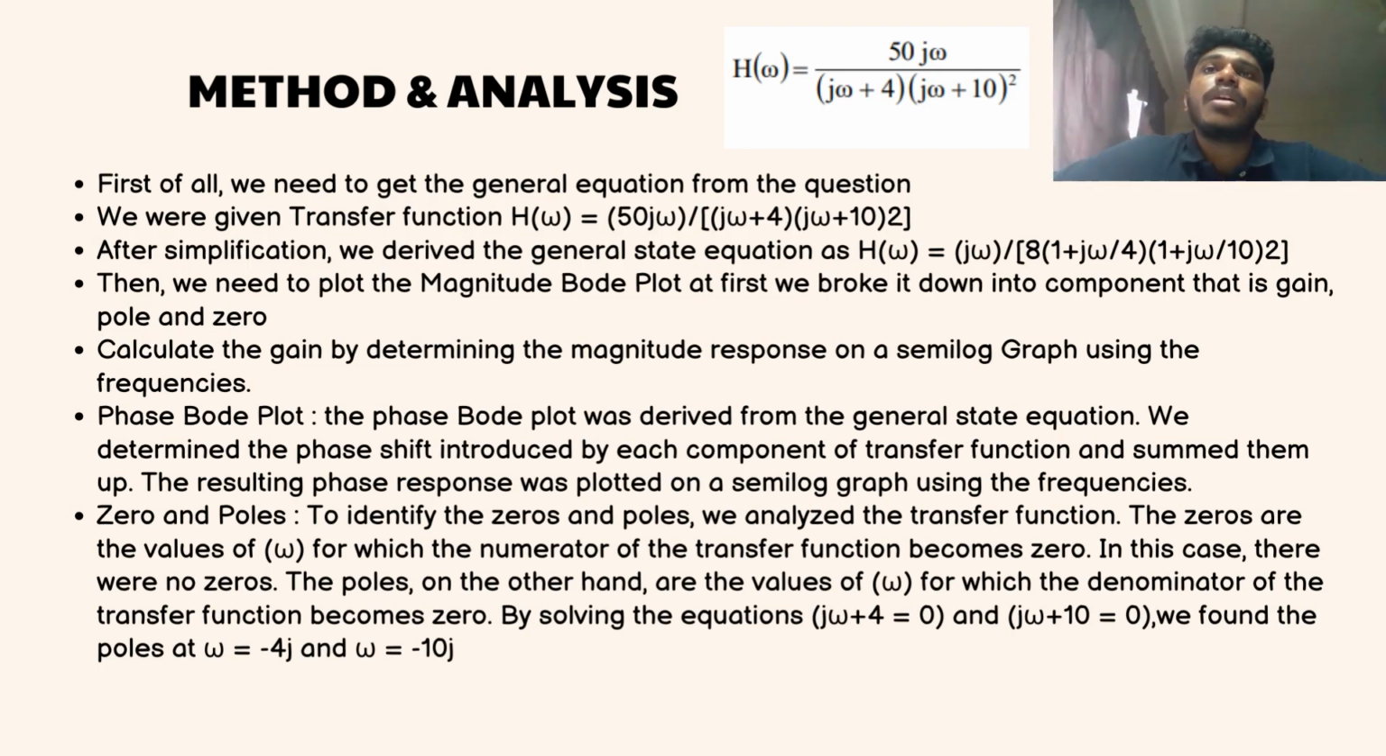We will plot the graph using the magnitude Bode plot, and after getting all the plots, we will plot the gain graph for the poles and zero. And we will continue with the phase section also. So it will be two graphs, one magnitude and one phase. After the calculation, we get the final result from the phase and magnitude. Then we will calculate the gain by determining the magnitude response on a semi-log graph using the frequencies.